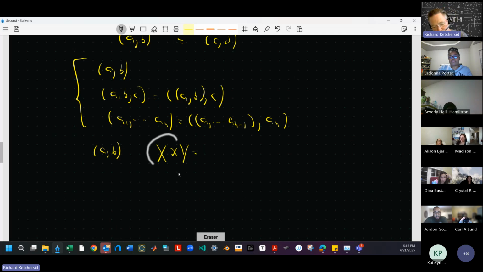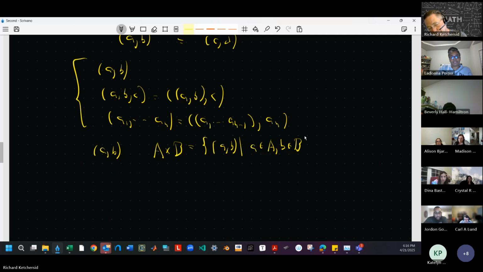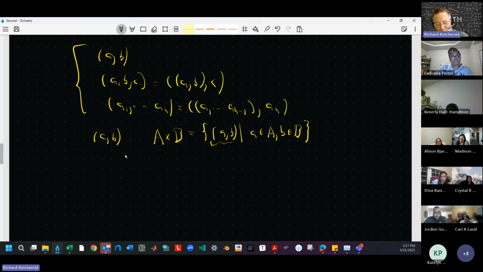Actually, let me use a different notation here. I'm using A and B, so let me do that. Now I'm going to do stuff that's kind of high school algebra-ish on you. So A in A, B in B, right? So once I have the notion of ordered pair, I can look at the product of two sets because I can define all those things. Once I have this, I can start looking at the notion of functions.